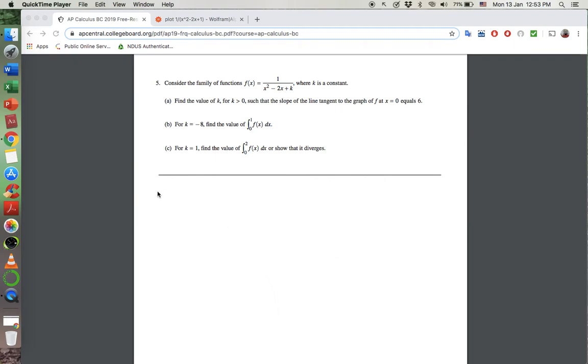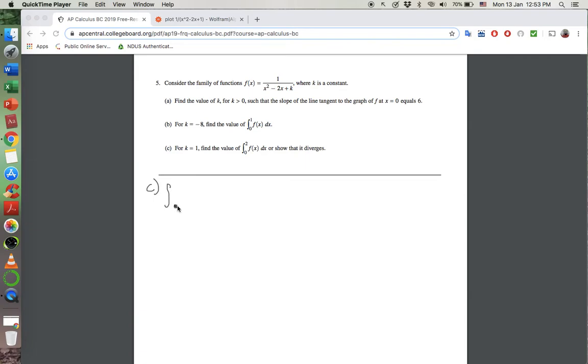Moving on to C. For k equals 1, find the value of the integral from 0 to 2 of f of x dx, or show that it diverges. Well, I mean, here's a hint, obviously. We're supposed to be looking for something. Why would they say or show that it diverges if there wasn't something tricky about this one?